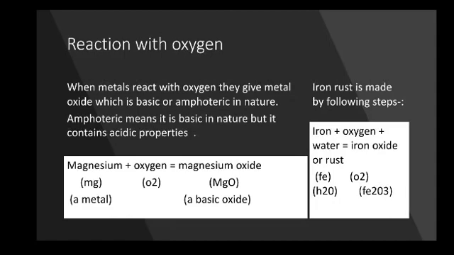Now iron rust is made by the reaction of iron with water as well as oxygen. So let us see how it is done. Iron plus oxygen plus water, that is Fe plus O2 plus H2O, gives iron oxide, or we can say rust. That is Fe2O3. Now all these 2 and 3 will come as subscripts, not the power. If you have read exponents and powers, you already know what is base.